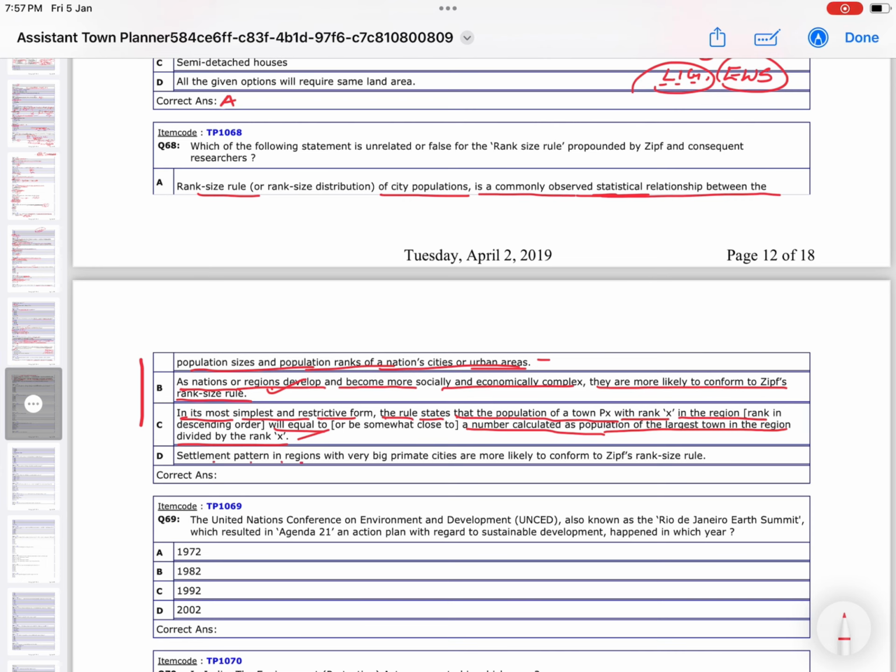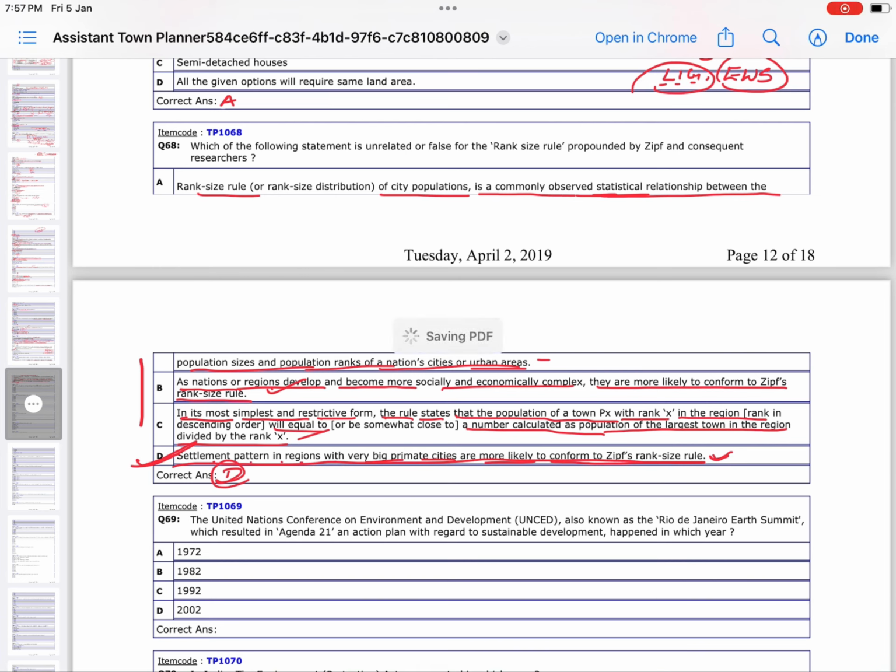Settlement patterns in a region with a big primate city are more likely to conform to the rank size rule. No, this is not exactly correct. It is not related even to the Zipf model. So answer D is the correct answer here.